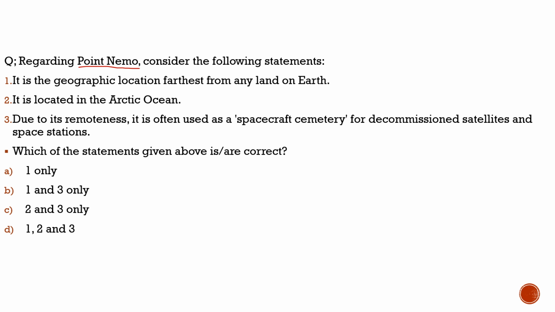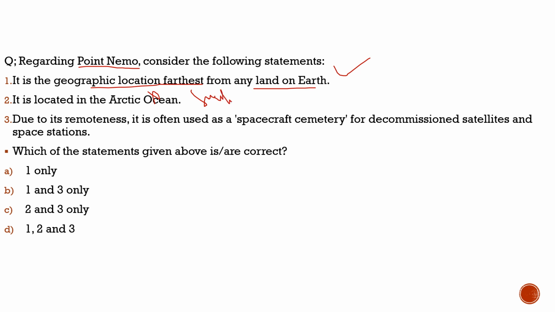Consider the following statements. First statement: it is the geographical location farthest from any land on earth. 100% correct. Second: it is located in the Arctic Ocean. No, it is located in the South Pacific. So please remember that it is not located in the Arctic Ocean.